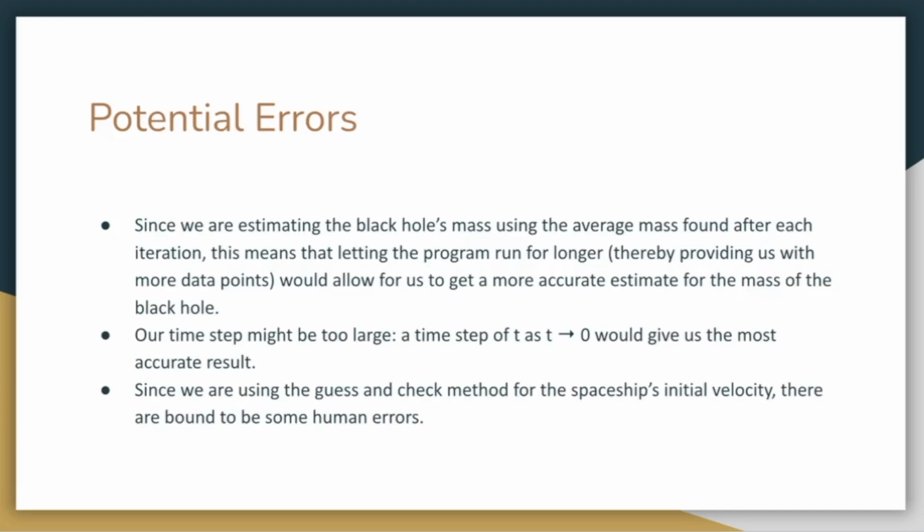Some potential errors are the following. Since we are estimating the black hole's mass using the average mass found after each iteration, this means that letting the program run for longer, thereby providing us with more data points, would allow us to get a more accurate estimate for the mass of the black hole. Our time step might be too large. A time step of t as t approaches 0 would give us the most accurate result.